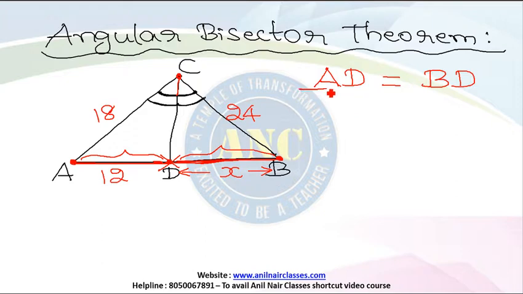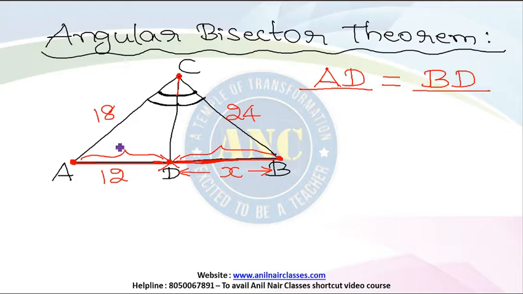Now, what should be there below AD and BD as the denominators? So now see here, I am just telling you how to derive the proportionality in the angular bisector theorem, not by using definitions and all those things. Now, which is the line?